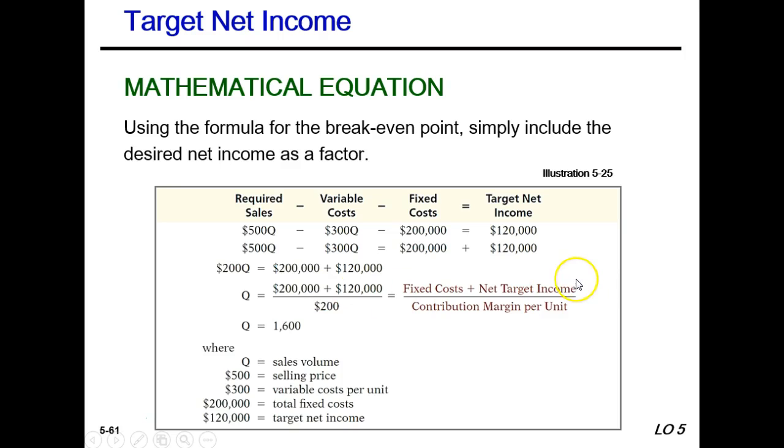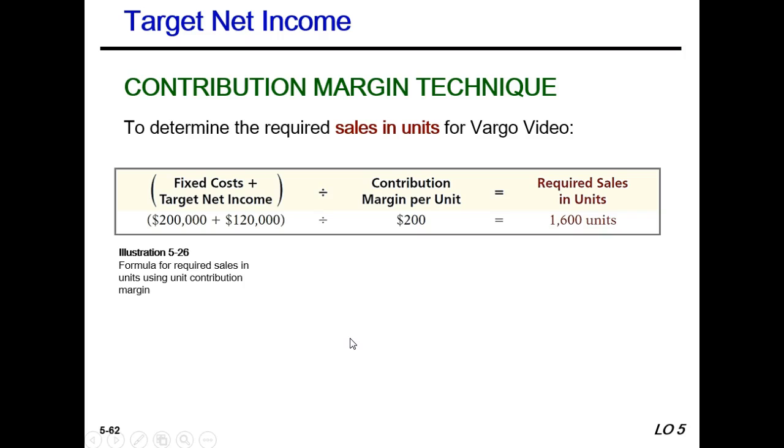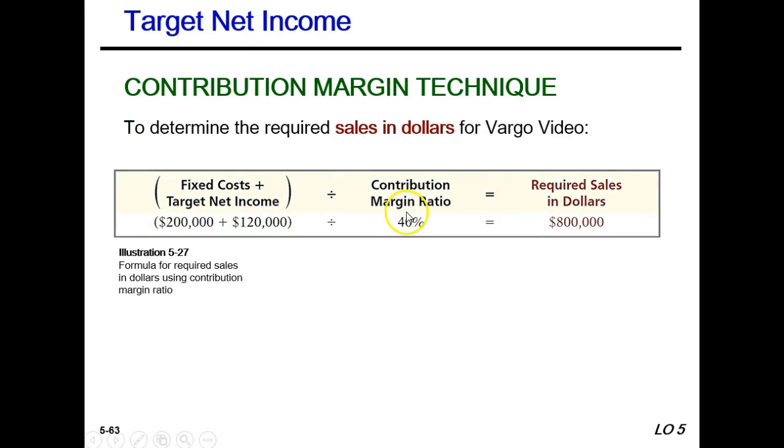This is determining not just our break-even, but we want to make $120,000. How much do we need to sell? So, to determine the required sales in dollars, we take our 320, divide it by the 40% contribution margin ratio, and it lets us know how many dollars we need to sell.